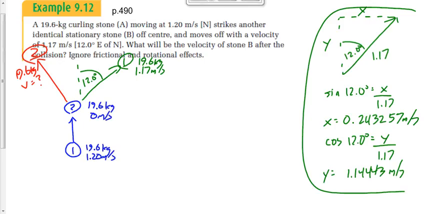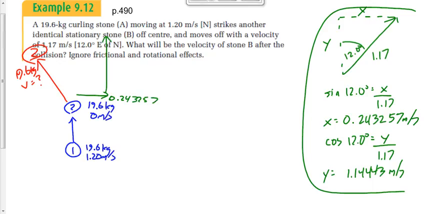So there's our X component, Y component. What I like to do here, just so that we can visualize this, is redraw it so that we have an X now that is 0.243257, and a Y component that's 1.1443. So now, although I still have that red one that looks like a funny angle, I don't know what that angle is, so I'm not going to worry about it. Let's change it up a little bit here.